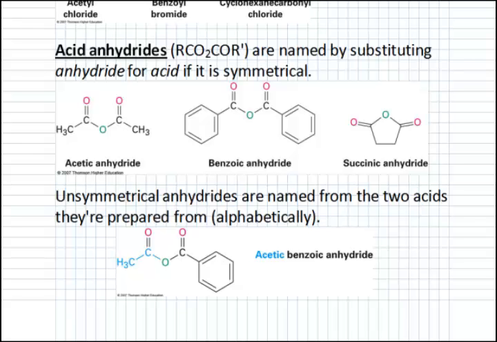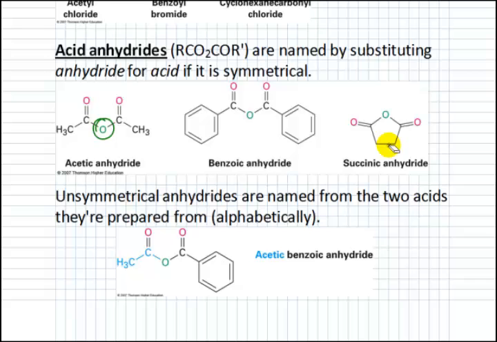Anhydrides are sometimes a little easier to name. We just substitute anhydride for acid if it's symmetrical. So acetic acid becomes acetic anhydride because it's as if you took 2 acetic acid molecules and they share this common O between them. Anhydrides always have C double bond O, O, C double bond O. It's always that pattern. So if you have 2 acetic acids and you removed an H and an OH from them, you get acetic anhydride. So benzoic acid makes benzoic anhydride.